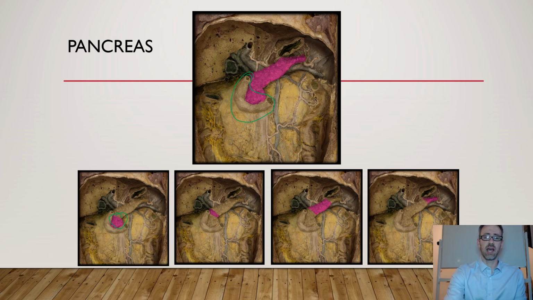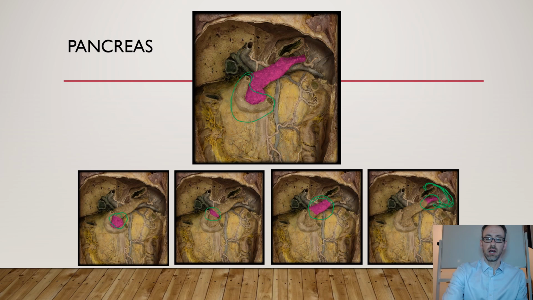And then connecting the head to the body, this is the body over here, connecting that would be the neck. And then the far end over here is referred to as the tail, and the tail tucks itself toward the spleen. So this is the spleen that the tail sits into. So the tail points towards the spleen, and the head is tucked into the duodenum there.